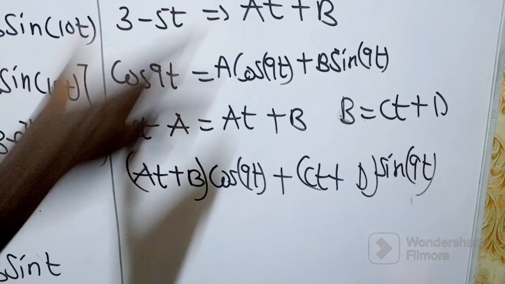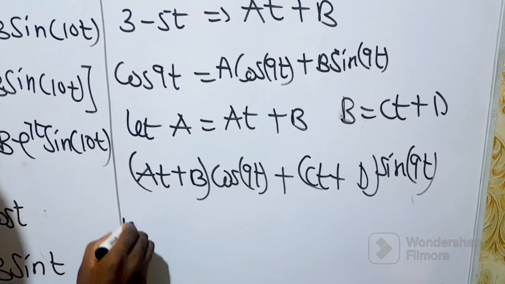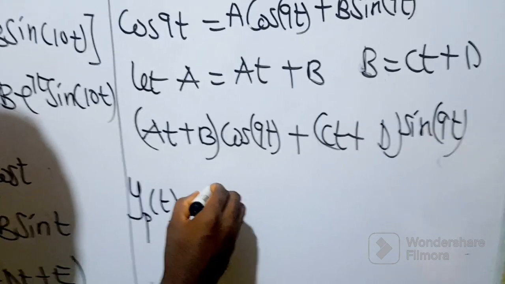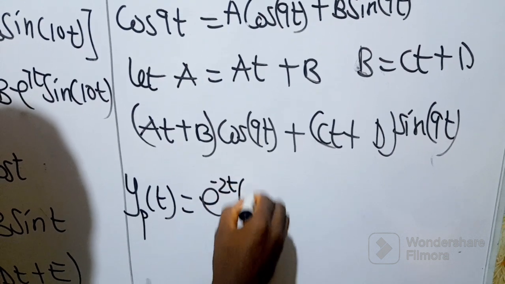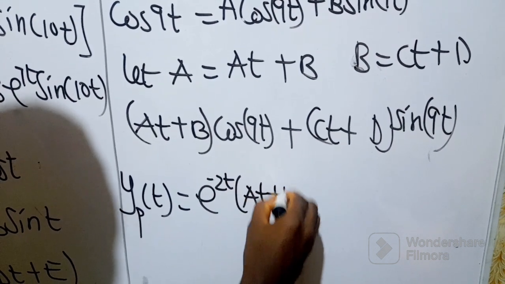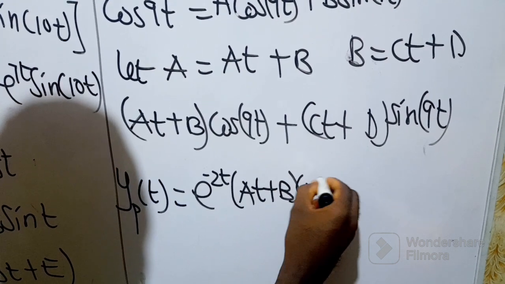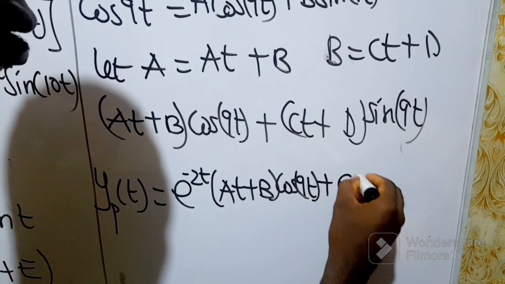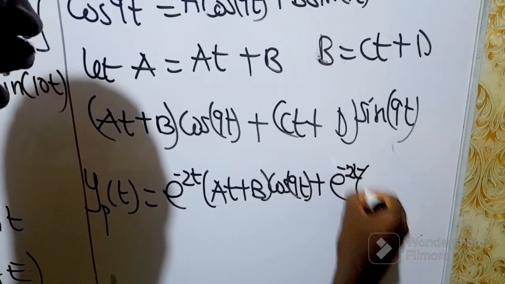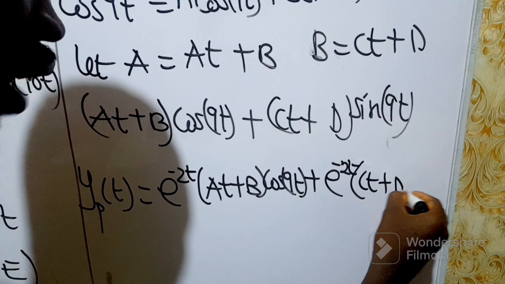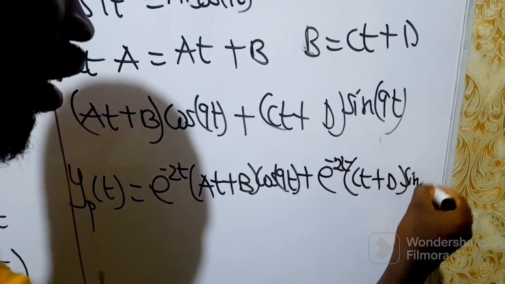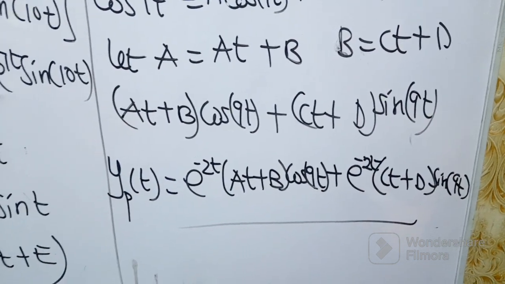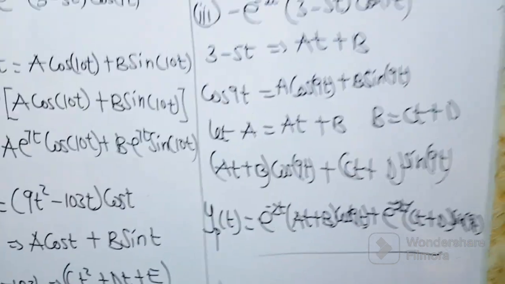We will now distribute the e function over it. So our yp(t) will be equal to e^(-2t)(at plus b) cos 9t, then plus e^(-2t)(ct plus d) sine 9t. Then this becomes the general form for the third one as well. I hope you get that.